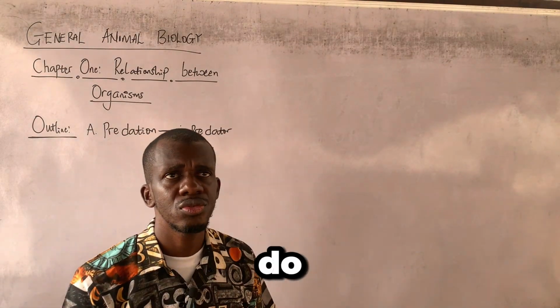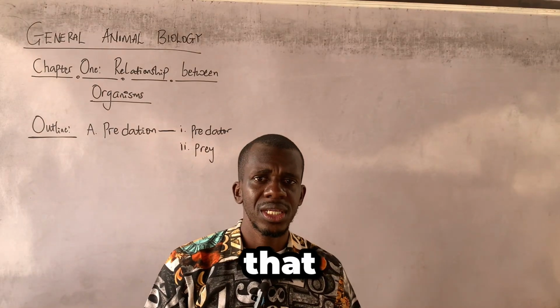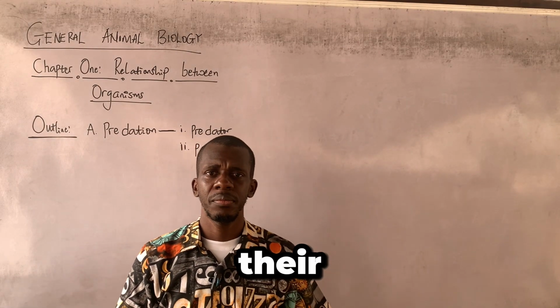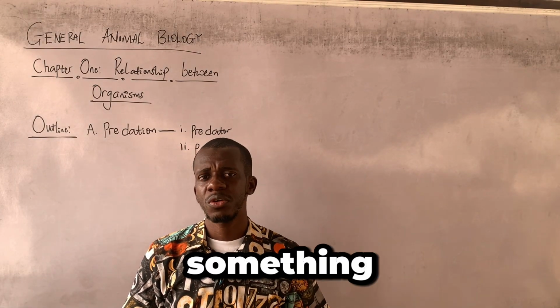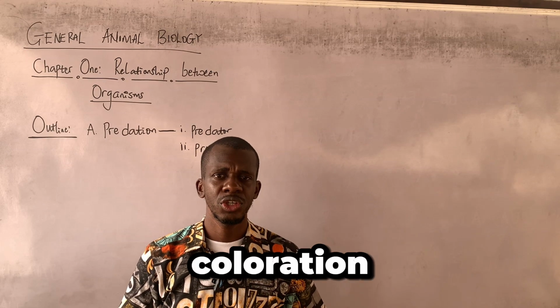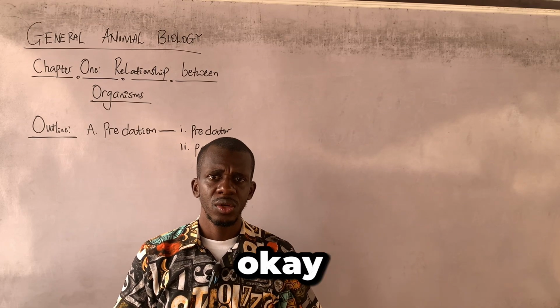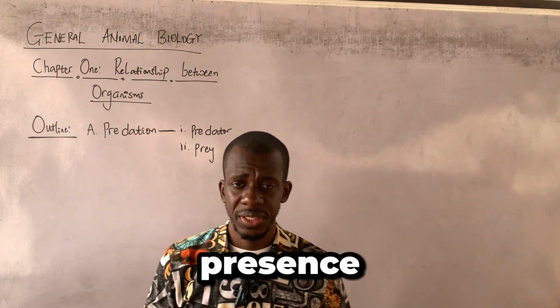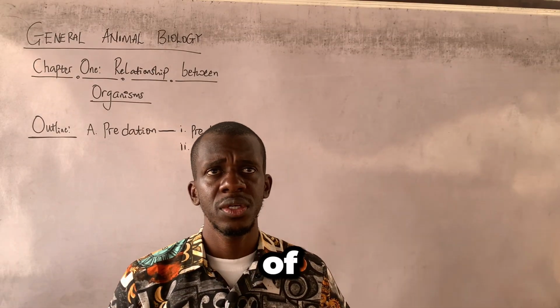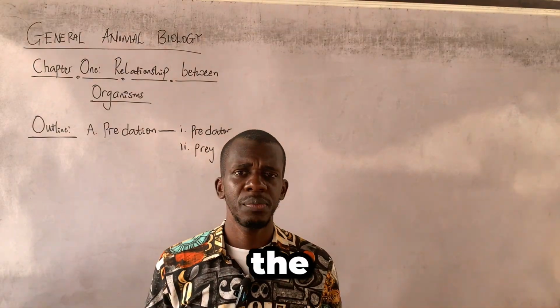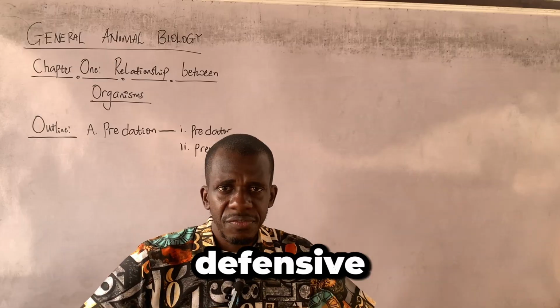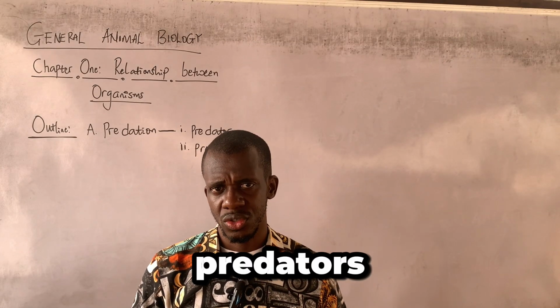Now, what else do prey possess that help for their escape from predators? We have something else known as warning coloration. Okay, we have the presence also of spikes, just like you see in the porcupine. It's a defensive mechanism against predators.